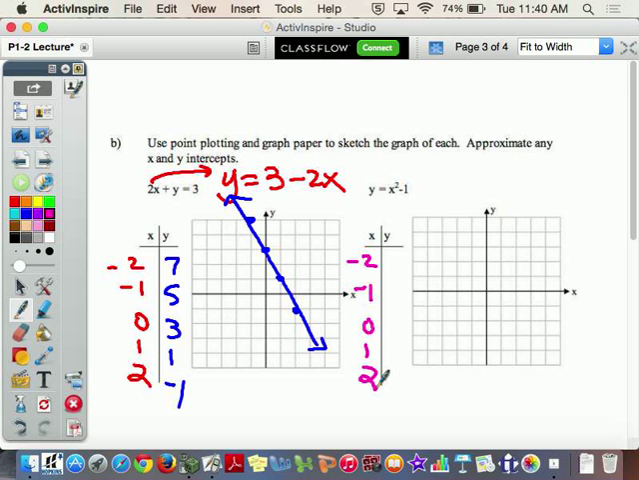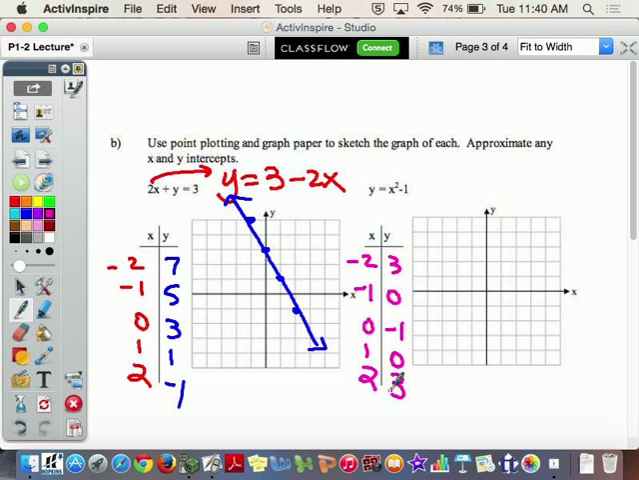So -2 squared means -2 times -2, which is 4, minus 1, that's 3. If I put a -1 in there and I square it, I get +1, minus 1 is 0. If I throw a 0 in there, 0 squared is 0, minus 1 is -1. And then I start to see something called a mirroring effect, or a reflection. 1 squared is 1, minus 1, 0. 2 squared is 4, minus 1, 3.